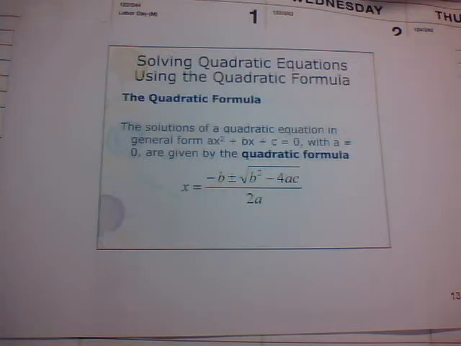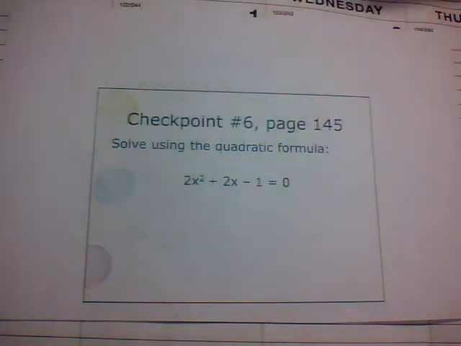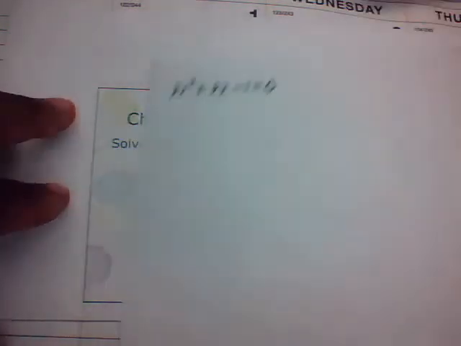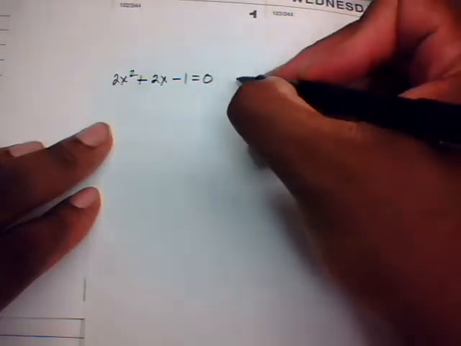Okay. The equation has to be in general form. That means you have to have a 0 on one side of the equation before you can attempt to use the quadratic formula. And we're going to look at an example of how to solve using the quadratic formula. Let's say we have this equation, 2x squared plus 2x minus 1 equal to 0. And we want to solve this using the quadratic formula. As you can see, we have a 0 on one side of the equation. So let's identify a, b, and c.